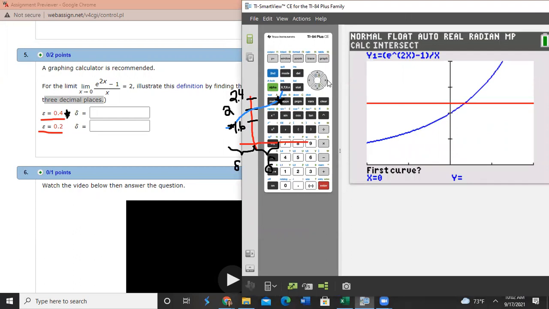Okay, so it says first curve, and I don't really see the cursor, but there he is. Push enter. Second curve, it's just talking about the line y equals 2.4. Yes, no thanks. So it tells me this intersection point here is 0.177.